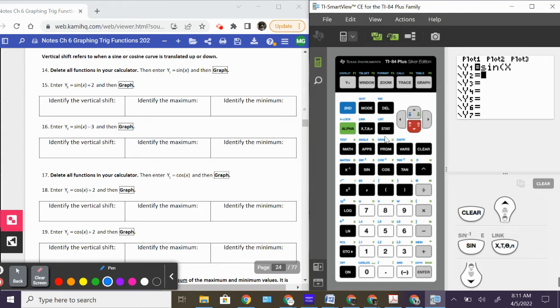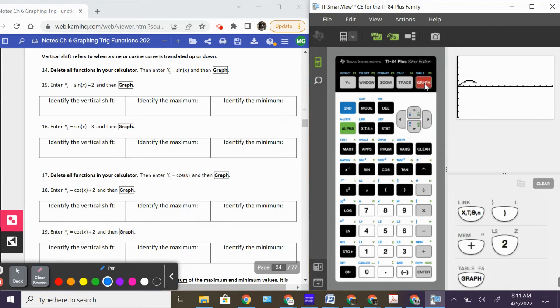So again, think back last year to a parabola. What would happen if you added a value outside of the x squared? Okay, hopefully you remember what it would do. It would bring it up 2 units. Okay, in this case, +2 brings it up 2 units. So the vertical shift is 2. It's exactly what you see here.